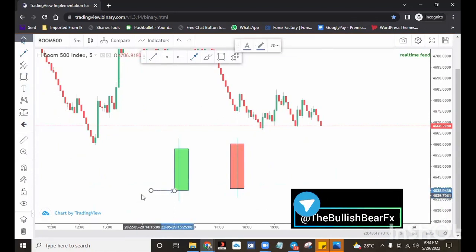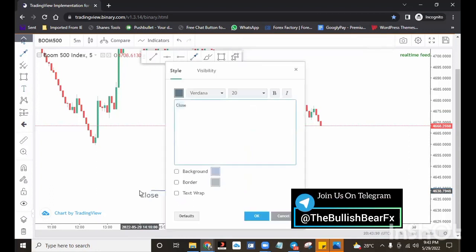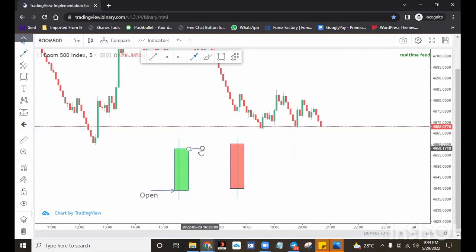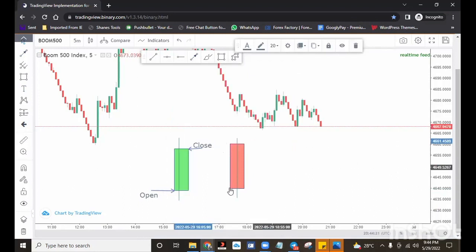So for the bullish candle, the opening is here as the open. Open in the sense that when a new candle starts forming, that's where it opens from. And here is the closing of the candle. This is where the candle closes. So this is the closing of the candle for the bullish candlestick. Now for the bearish candlestick, the opening of the candle is here.